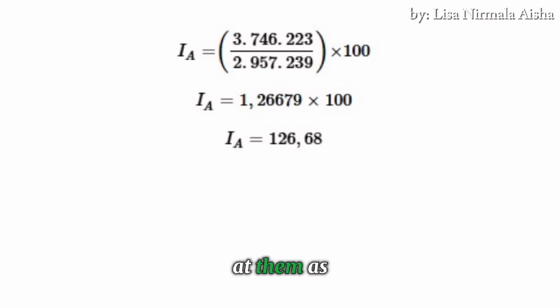Now what happens if we look at them as a whole group? That's where the simple aggregate price index comes in. Instead of looking at the items one by one, we sum up the price of all 10 commodities in 2022, which gives us a total of 3,746,223 rupiah. Then, we divide it by the total sum of our base year in 2018, which was 2,957,239 rupiah. After multiplying the result by 100, we get an aggregate index of 126.68.